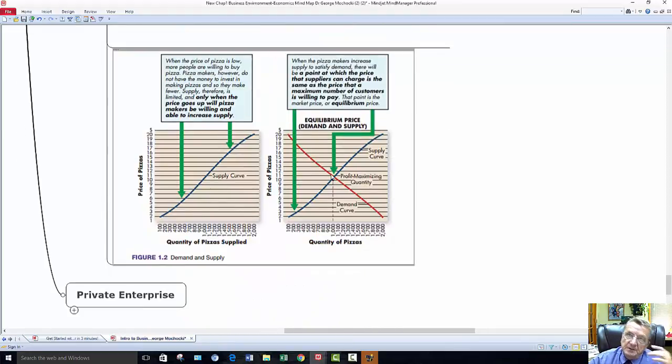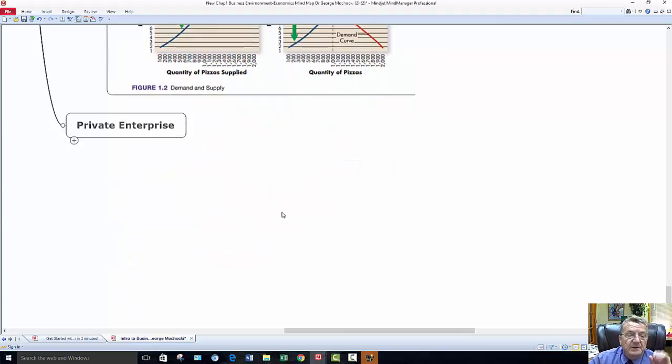Okay, and where they meet is basically the price we agree on. Later on, we take economics to talk about elasticity of the price. Certain goods are more flexible. Other goods, whether you like it or not, are not so flexible. I'm not going to go into that. That's in your economics class.